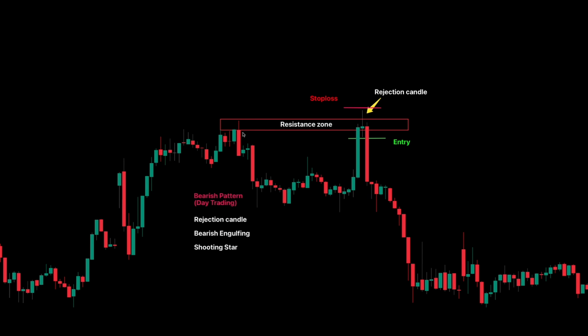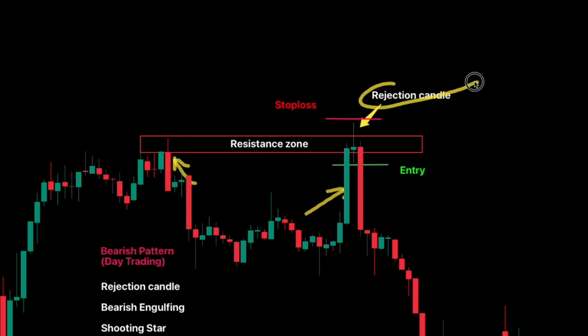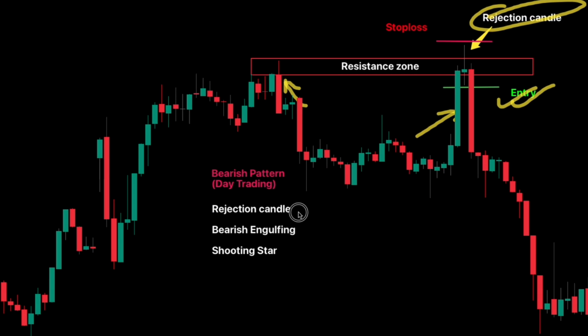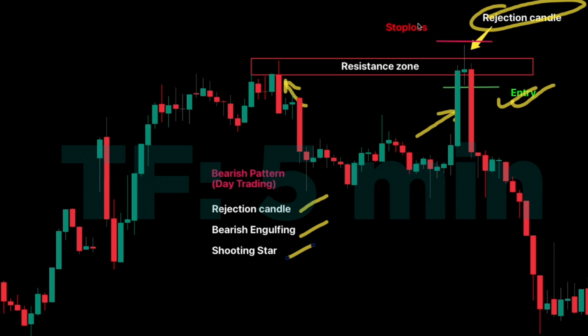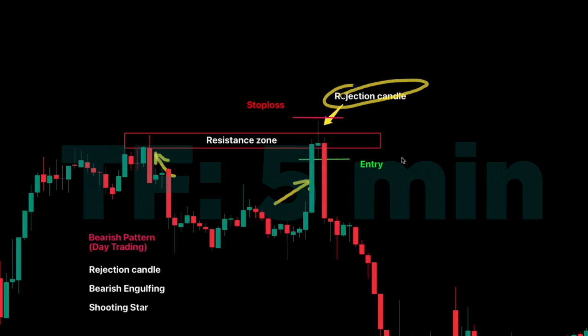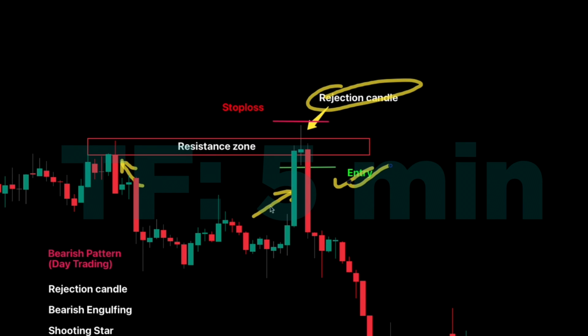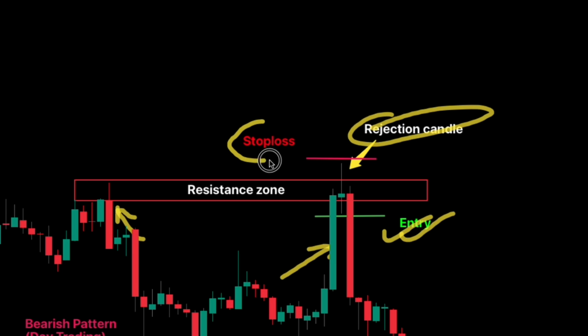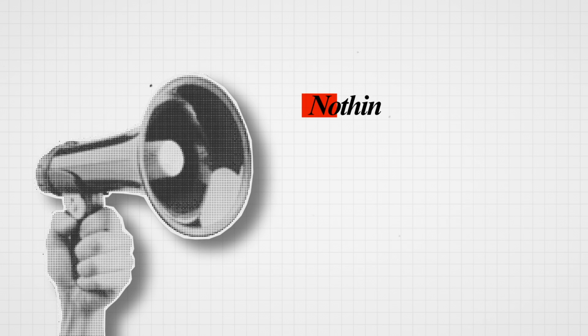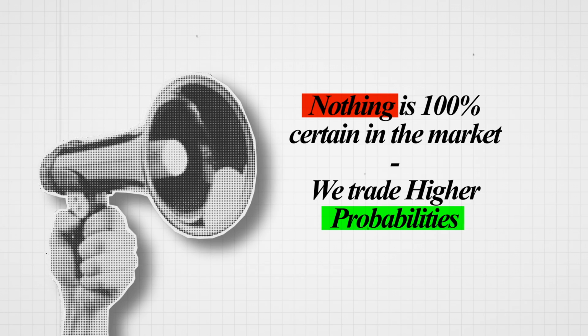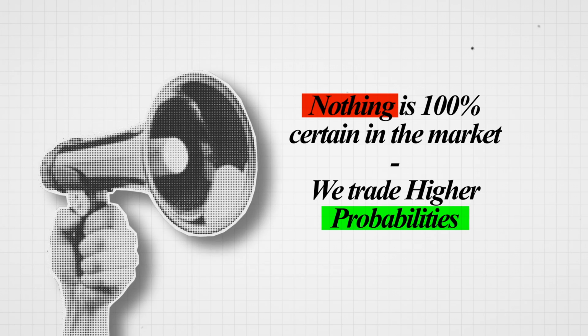For now, let's see how you can plan your trade if the market approaches your levels for the first or second time. Look for bearish signals like a rejection candle, bearish engulfing and shooting star near the resistance level, and bullish signals near the support level. Prefer the 5-minute time frame for entry and exit in day trading. Never forget putting a stop loss. It is one of the most powerful tools you have. Because nothing is 100% certain in the market, we always bank on higher probabilities.